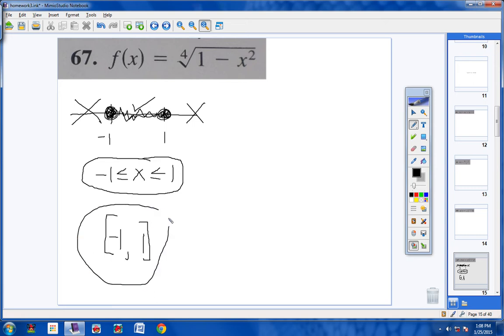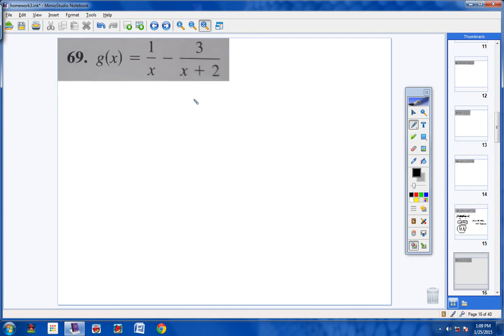And there's interval notation. Now, if you're going to write the answer with words, I would say this here. I would say all real numbers between negative 1 and 1, and then I would put the word inclusive. Alright, and that's how I would write it with words. Moving on to 69.